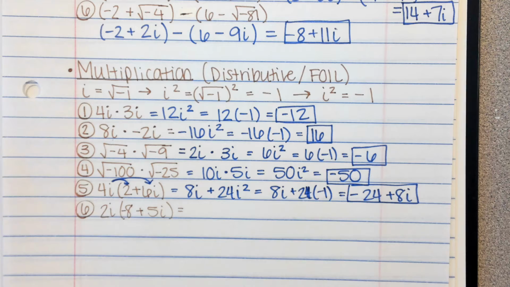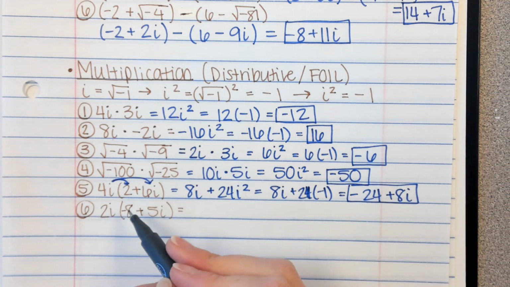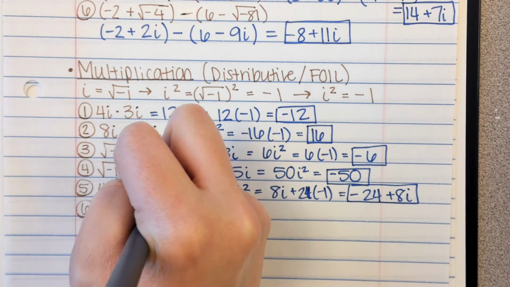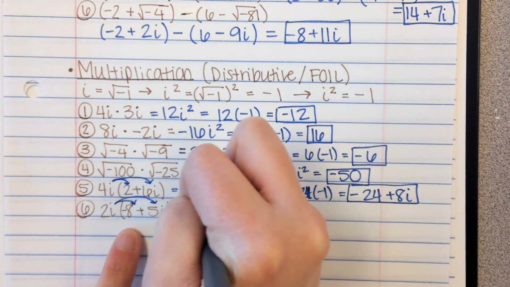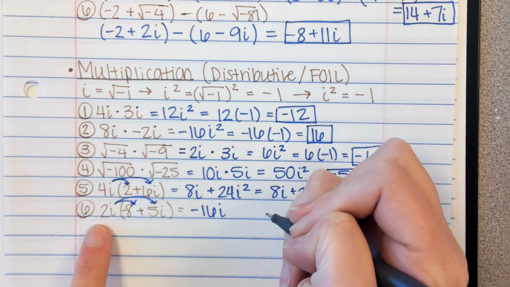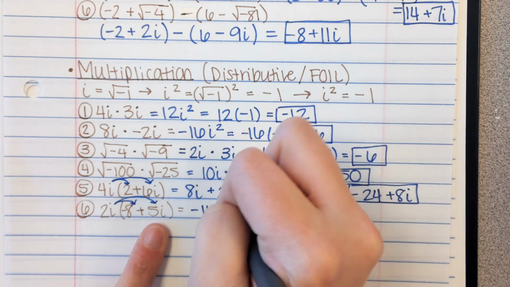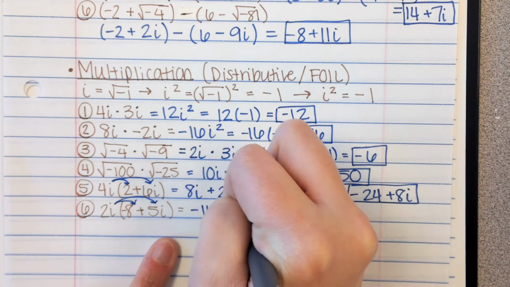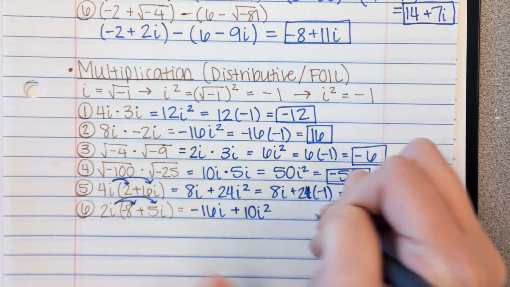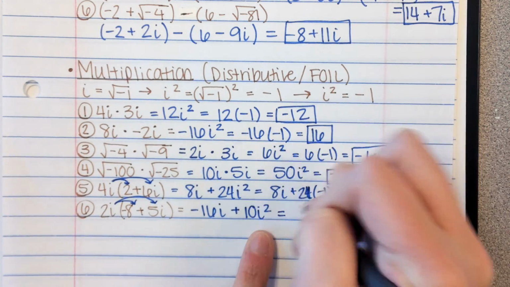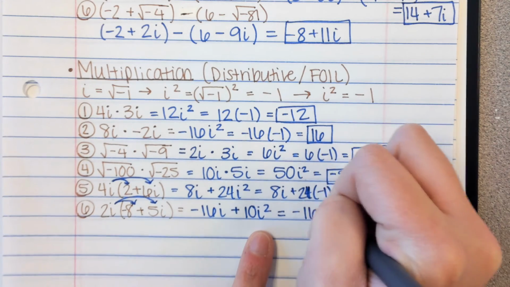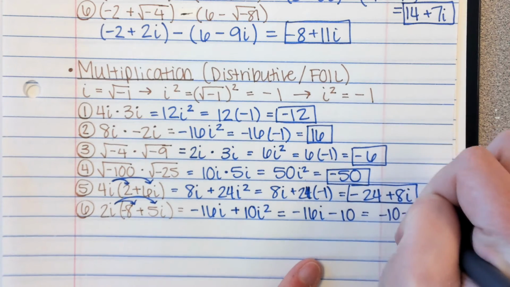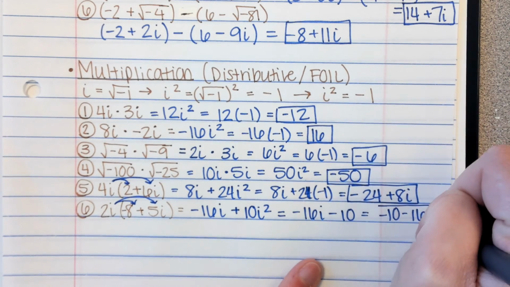Okay, number 6, we have 2I times the complex number negative 8 plus 5I. So again, it's like the distributive property. 2I times negative 8 is negative 16I. 2I times 5I is positive 10I squared. We know that I squared changes to a negative 1. So that's the same as negative 16I minus 10. We can rearrange it. So negative 10 minus 16I.